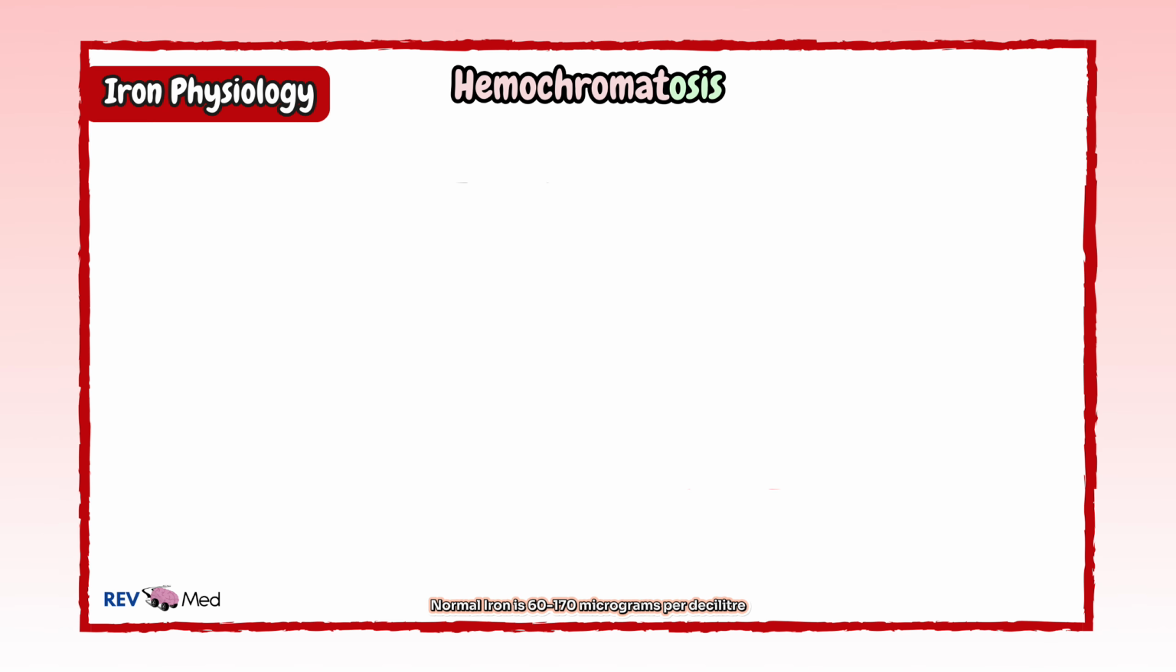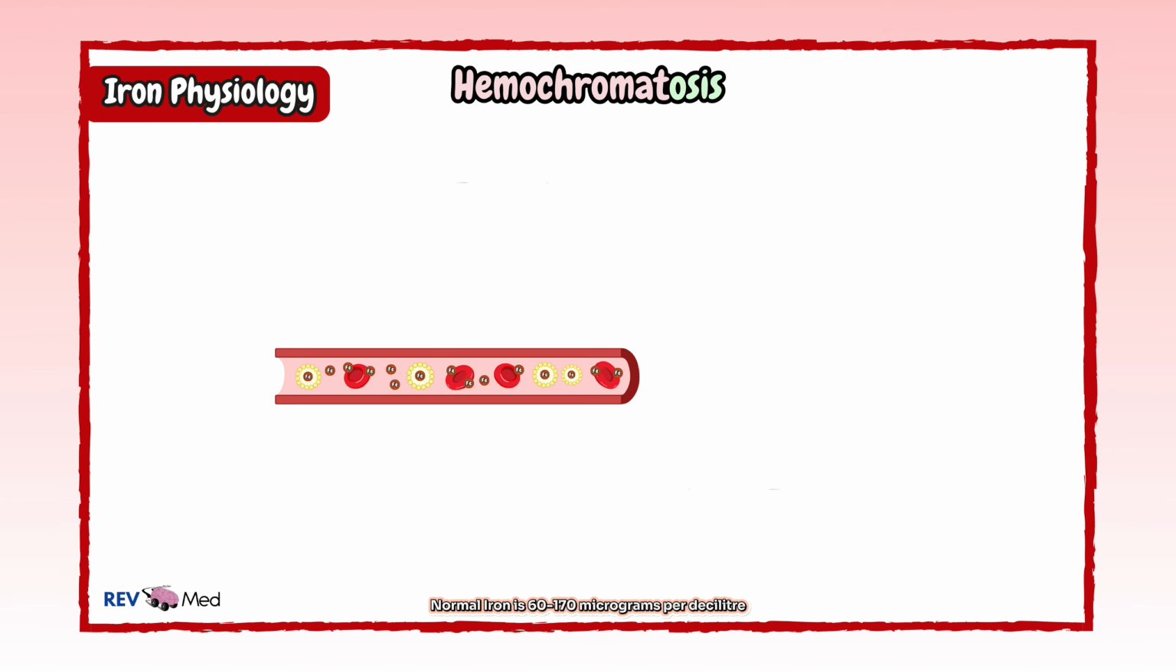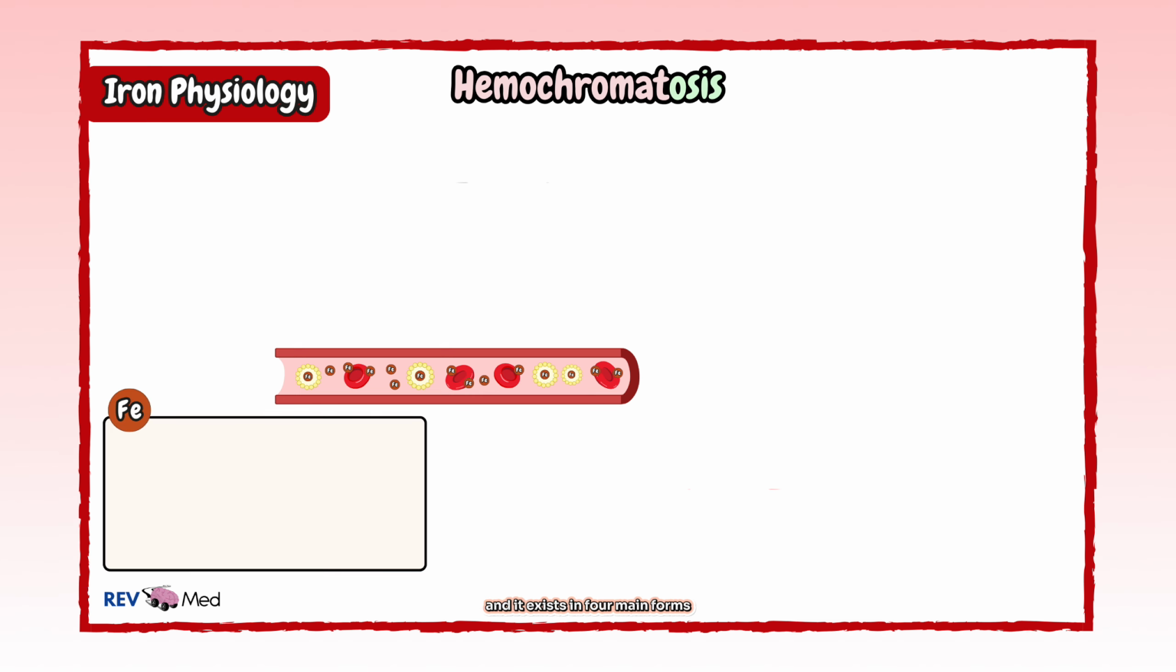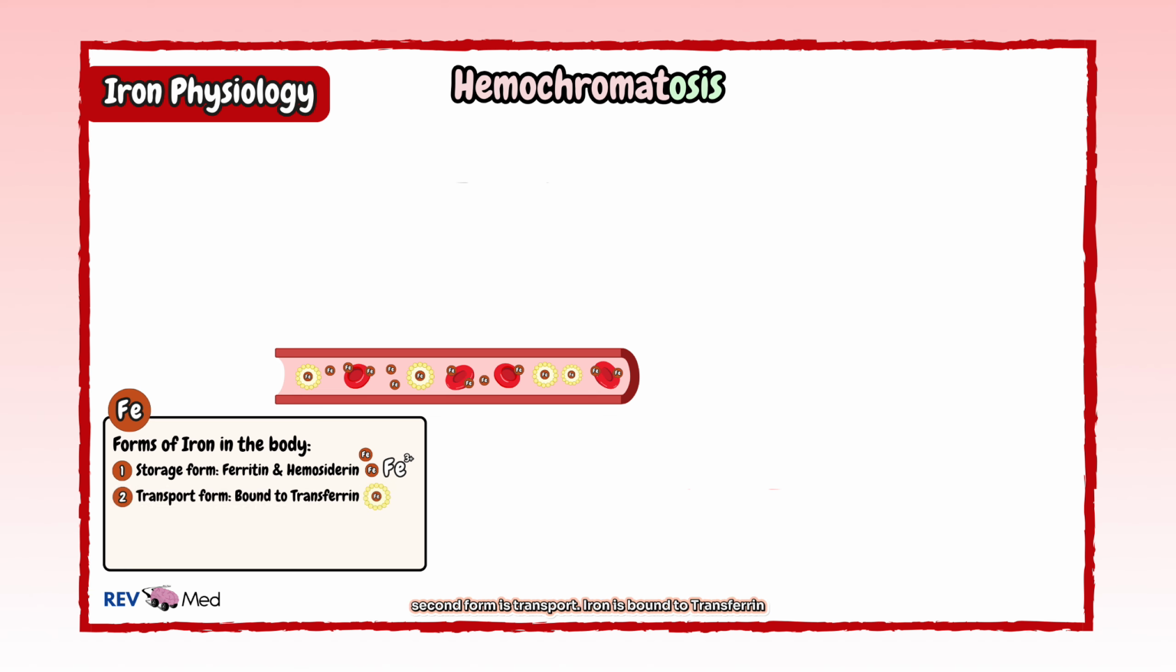Normal iron content in the body is about 60 to 170 micrograms per deciliter, and it exists in four main forms. First form is a storage form. We have ferritin and hemosiderin. Second form is transport. Iron is bound to transferrin, which is for the transportation of iron in the plasma. Third form, you can find iron with hemoglobin, which is where the majority is found. And hemoglobin is key because it carries our oxygen around. The fourth form of iron can be found in other proteins and enzymes across the body.